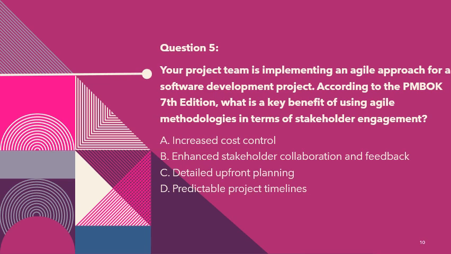Question number 5. Your project team is implementing an agile approach for a software development project. According to the PMBOK 7th edition, what is the key benefit of using Agile methodology in terms of stakeholder engagement? A, increased cost control. B, enhanced stakeholder collaboration and feedback. C, detailed upfront planning. D, predictable project timelines.